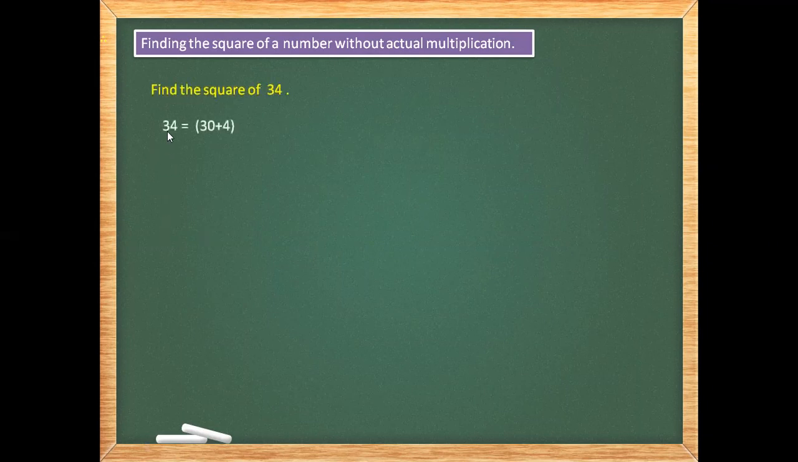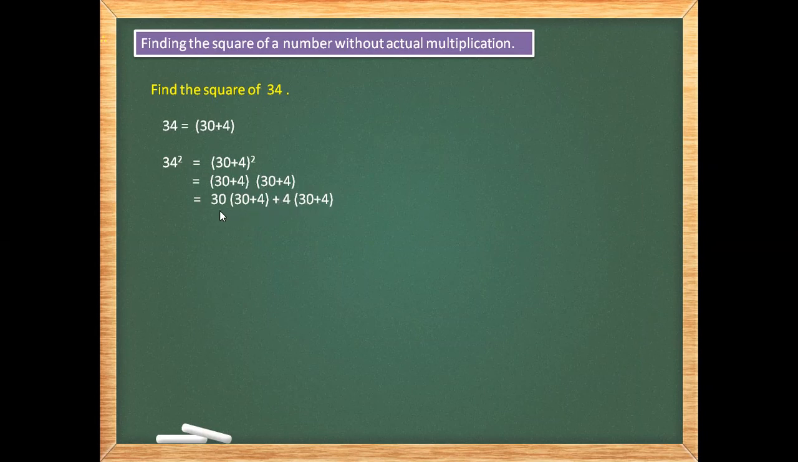Now see children, 34 I can write as 30 plus 4. So 34 square equals 30 plus 4 the whole square. That means multiplication of 30 plus 4 two times, so (30 plus 4) into (30 plus 4). Now how do we open the bracket? See, this 30 into the second bracket, plus 4 into again the second bracket.